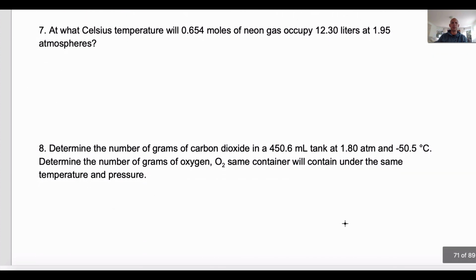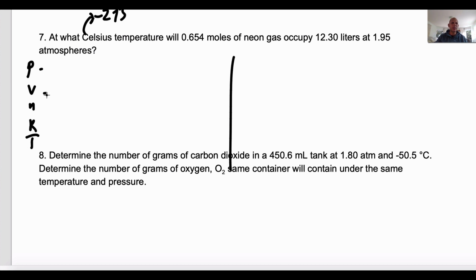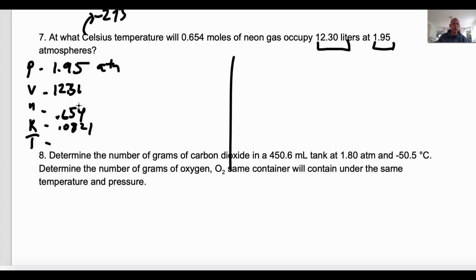All right, number 7. At what Celsius temperature will 0.0654 moles of neon gas...? Remember, at the end here, we're going to subtract out 273. It's all the same stuff. So P, V, N, R, T. I'm just going to go through and look for each variable. There's P, 1.95. They gave it to me. There's V, 12.3 liters. N, there it is, 0.0654. We know R, 0.0821, and we're looking for T.